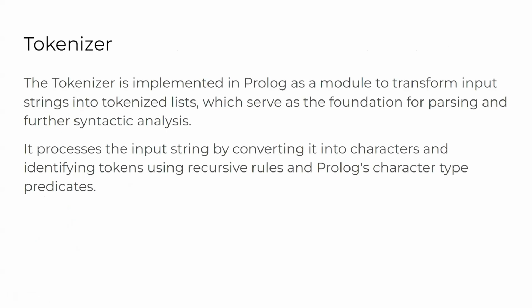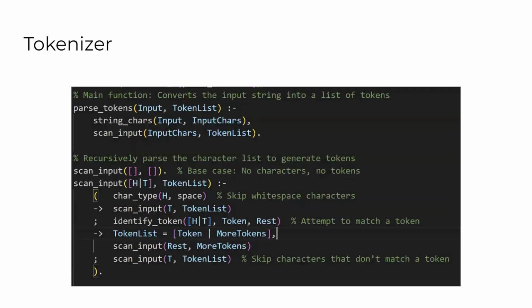Okay, so I will introduce the tokenizer part. The tokenizer is implemented in Prolog as a module to transform the input strings into a tokenized list, which serves as a foundation for parsing and further analyzing all the input we make. So it processes the input stream by converting it into characters and identifying tokens to be used. Let's go to the next page. This is how it works. And you can see the scan part. It scans the input and breaks it up piece by piece, identifying tokens or characters.